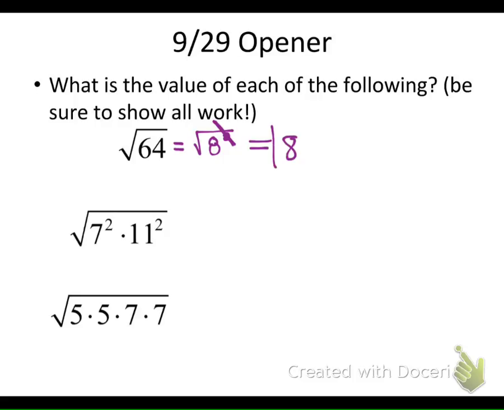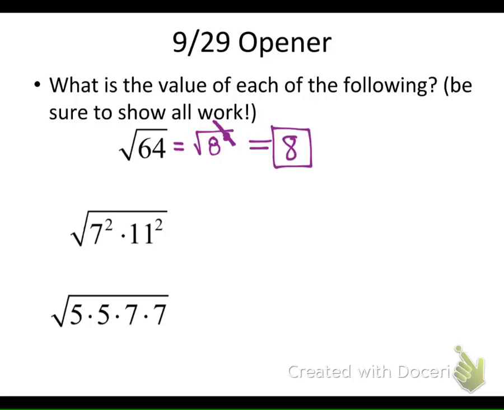8. So when I go to grade your quiz today, I'm going to look for the work shown just like this. Okay? Yeah, don't cross out your 8. Just cross out your square and your square root because those are the only two things that cancel.